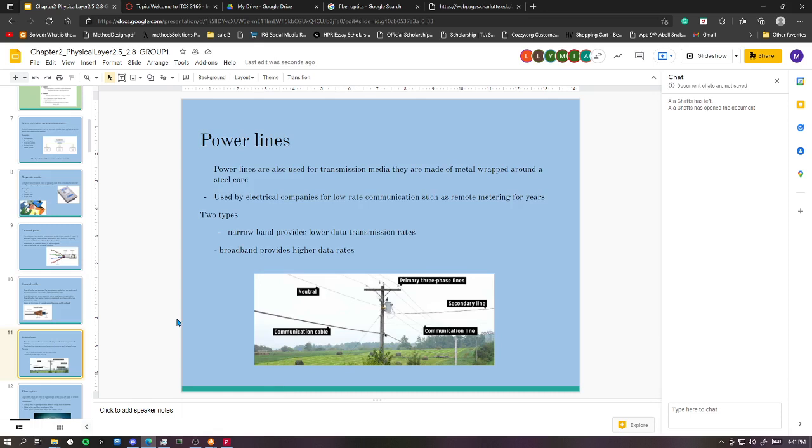Another very common way transmission media is used is power lines. Everyone sees power lines; they're everywhere. They've been used by electrical companies for years for low rate communication. An example of this is remote metering. There's two types as well, like the coax cable. There's a broadband, and this is different. There's a narrowband. The narrowband, like the baseband for the coax cable, has a lower data transmission rate, and the broadband has a higher data transmission rate, like the coax cable.